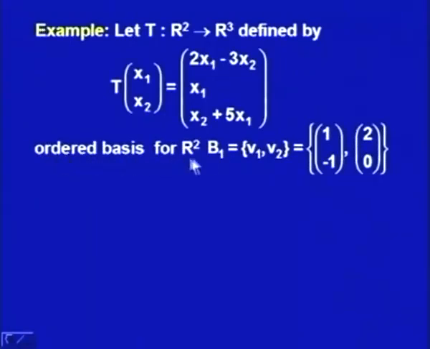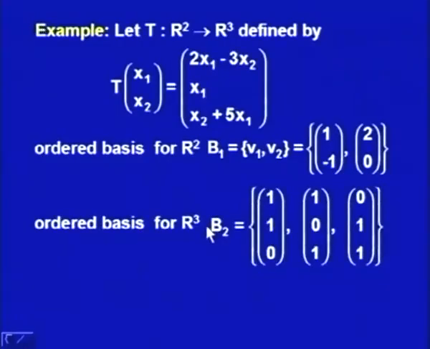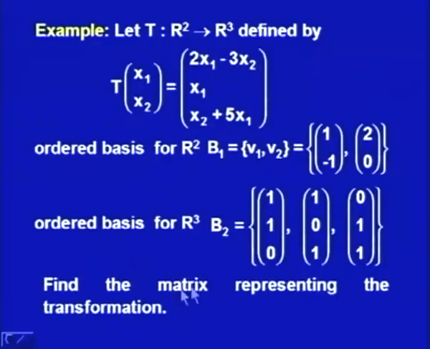For this, the basis for R2 is given as B1 consisting of two vectors V1, V2: (1, -1) and (2, 0), while the ordered basis for R3 is provided as (1, 1, 0), (1, 0, 1) and (0, 1, 1). These bases have to be specified because the matrix depends on the basis. If we change the basis, the matrix will be different. We have to find the matrix representing the transformation.